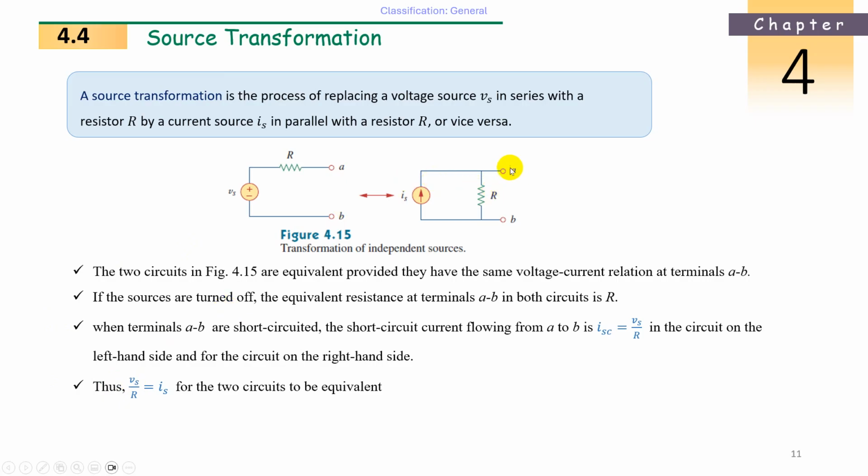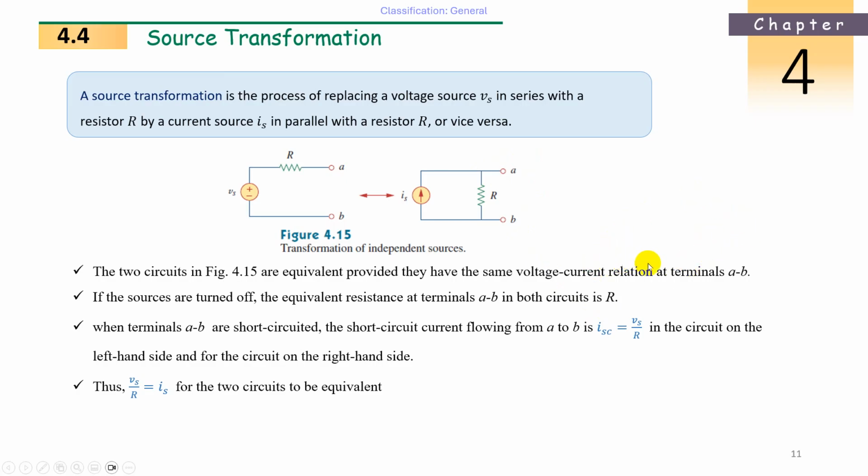Thus when short circuited here, what is the IS? This IS is nothing but the Vs at the terminal A and B divided by R. So Vs by R is nothing but your IS, so the two circuits are equivalent. We can test another thing also. These two are equivalent; we did a three-point cross check.